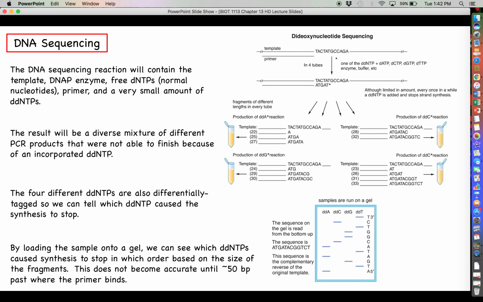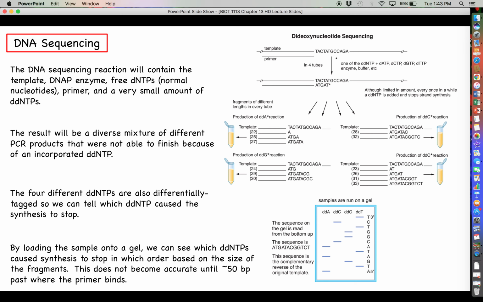So if we were to load the sample onto a gel, we should be able to see which ddNTPs cause synthesis to stop in which order based on the size of the fragments. Obviously, the smallest fragments represent dideoxynucleotides that were incorporated very, very early on because you would end up with very, very small products. And then the larger fragments represent dideoxynucleotides that were incorporated much, much later on.